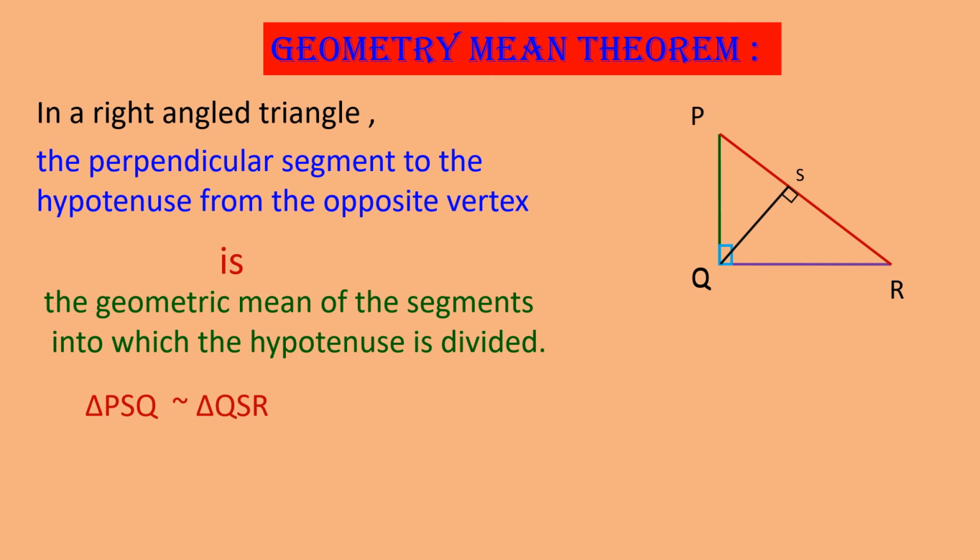How do we write it down? Triangle PSQ is similar to triangle QSR. Therefore, you will get PS upon QS equals SQ upon SR equals PQ upon QR. In that, when you cross multiply, you get SQ square equals SP into SR. SQ is the perpendicular drawn on the hypotenuse from its opposite vertex, and PS and SR are the two intercepts of hypotenuse PR. So QS square equals PS into SR. I hope it is clear.